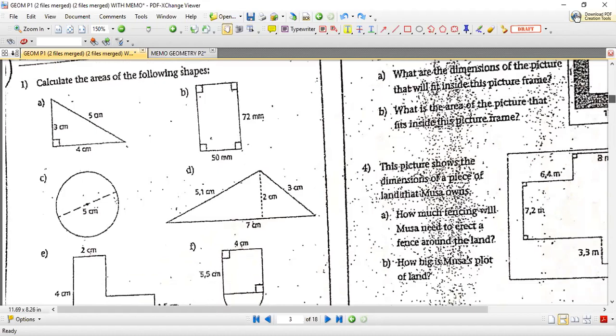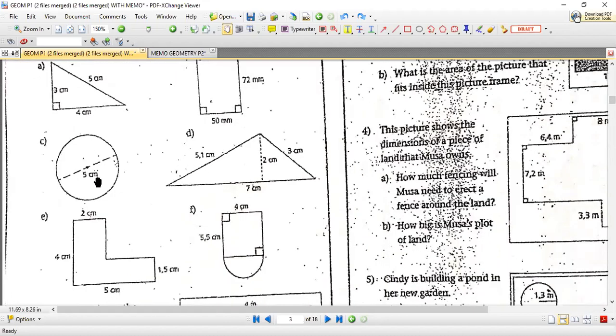Figure 1c, this is a circle. Now what you notice about this circle? Well, we can see that the 5 centimeters with the dotted line represents the diameter. So in this case, we need to calculate the radius. And how do we calculate the radius of a circle? You remember, we recall that it is half the diameter.